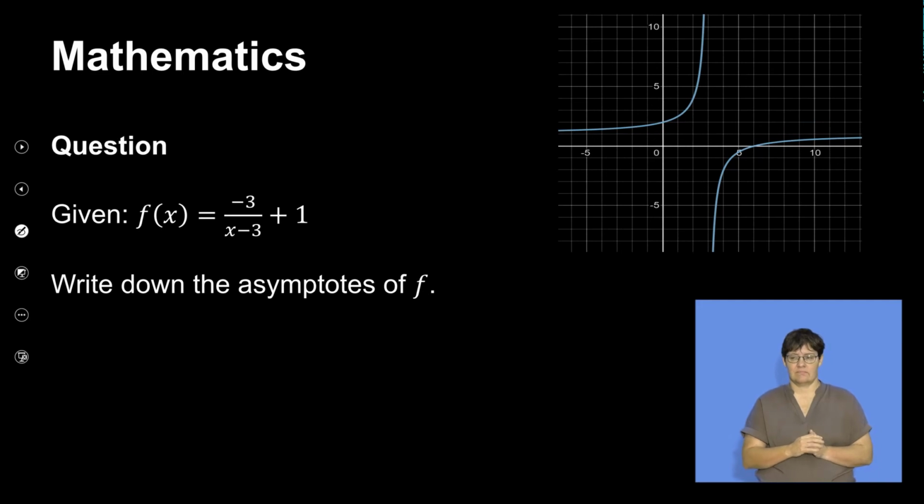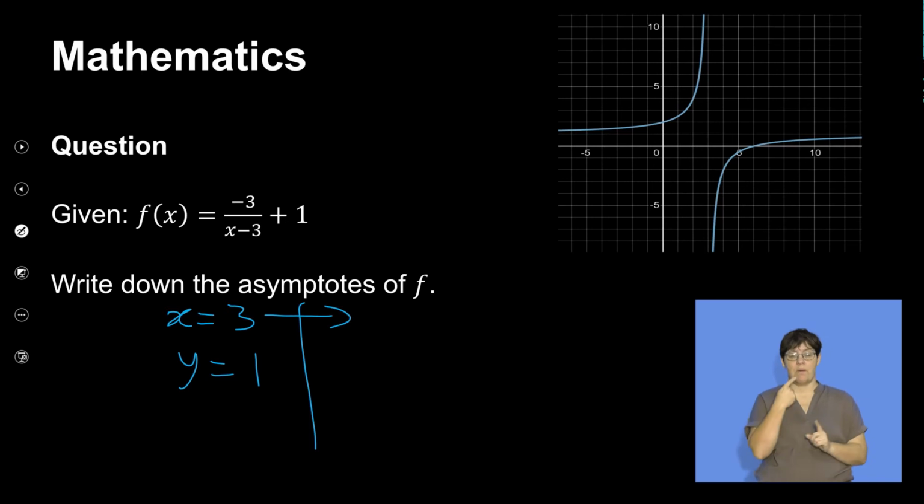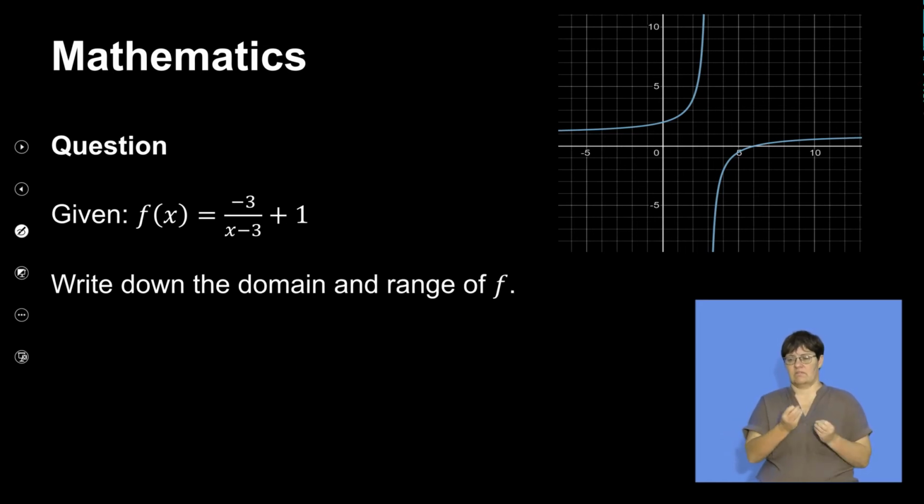Now write down the asymptotes of f. To write down the asymptotes of f, it will be x equals positive 3, and then y equals 1. And remember, where I get the positive 3, it's x minus 3 equal to 0, and then you solve for x, which then gives me a positive 3.